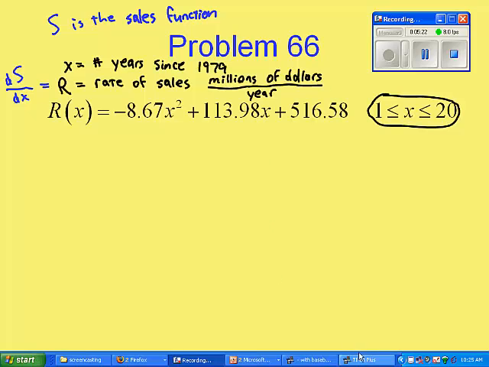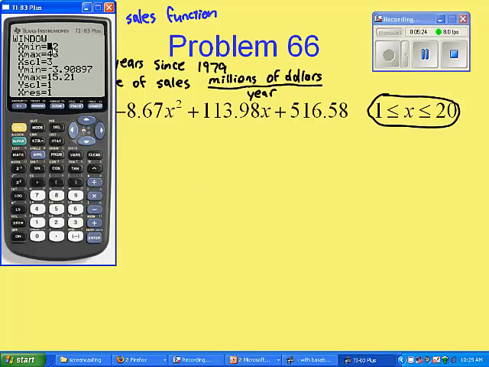So let me get that calculator back up here. And where it says x min, I'm going to put 0. And where it says x max, I'm going to put 20. So those are the years that I'm graphing, from 0 to 20. So basically from 1980 to 1999. And then here, x scale, you can put a mark every so often. I'll put a mark every 5 to help me look at it.